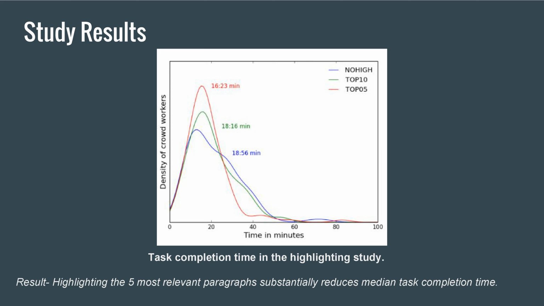This figure shows the time spread for task completion across the 3 conditions. The time spread is greatest for the no-high condition and is significantly less for the top 5, which means that highlighting the most significant paragraphs reduces the time of completion considerably.